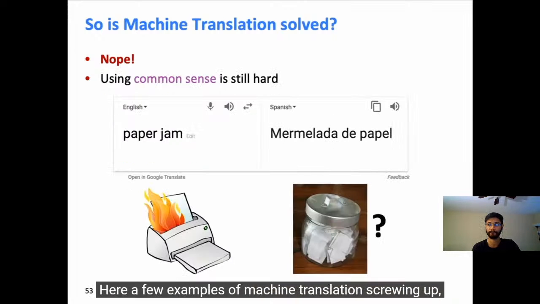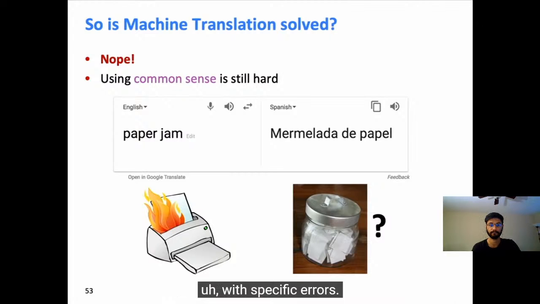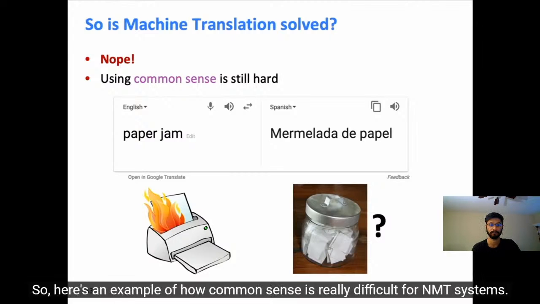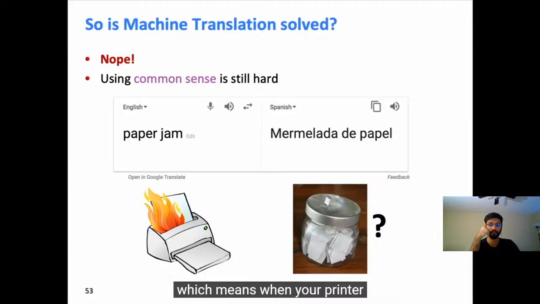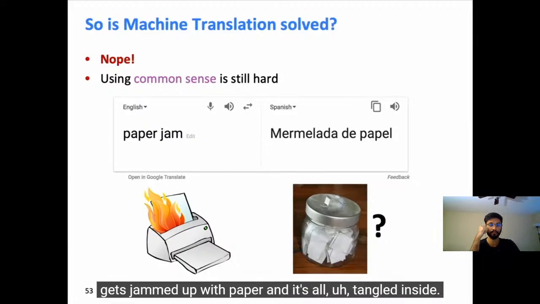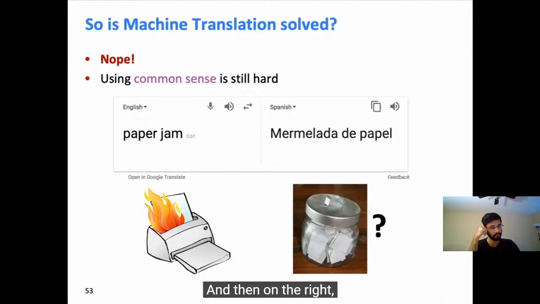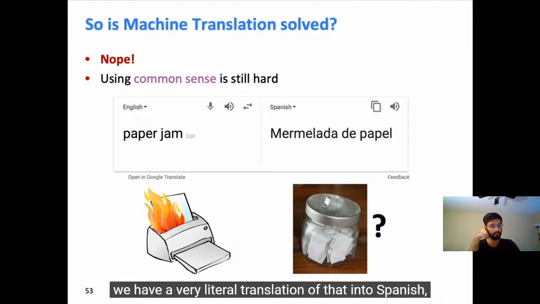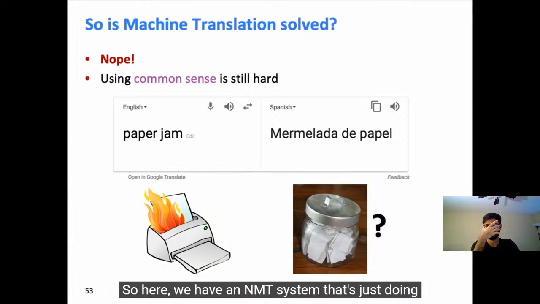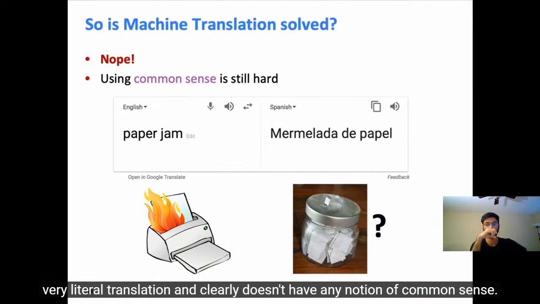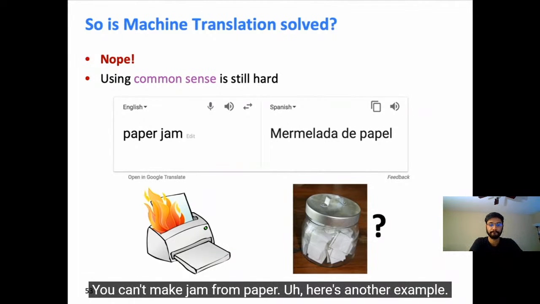Here are a few examples of machine translation screwing up with specific errors. So here's an example of how common sense is really difficult for NMT systems. On the left, we have the English phrase paper jam, which means when your printer gets jammed up with paper and it's all tangled inside. And then on the right, we have a very literal translation of that into Spanish, and it's essentially saying jam, edible jam, made of paper, which clearly isn't the right interpretation. So here we have an NMT system that's just doing very literal translation and clearly doesn't have any notion of common sense. You can't make jam from paper.